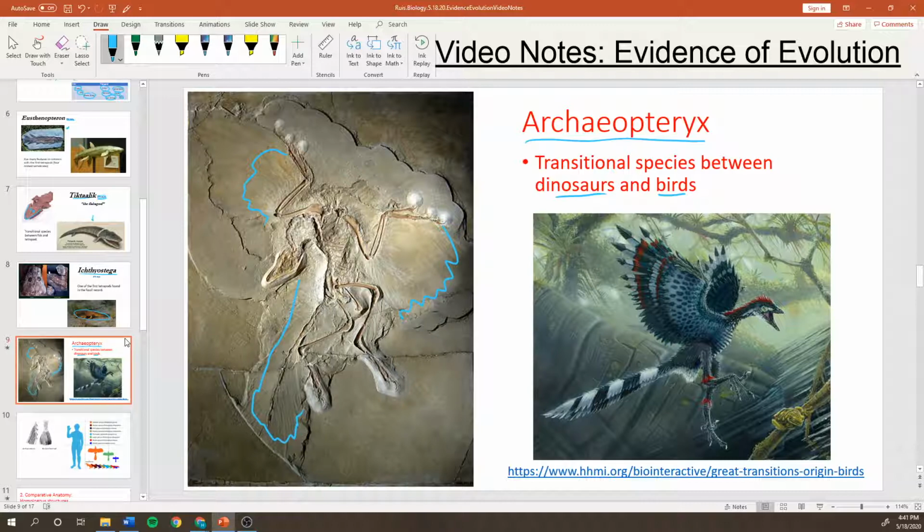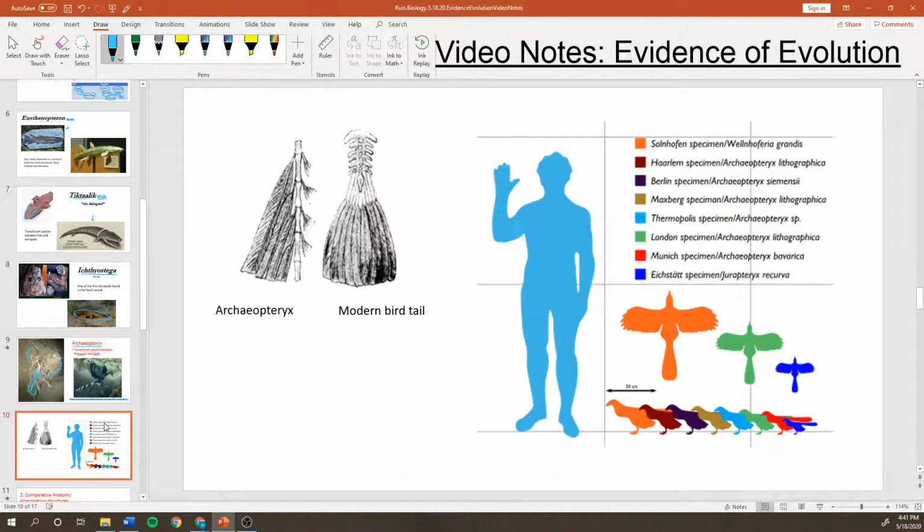Okay, and so that's a very bird-like quality. However, that also has dinosaur-like qualities. Like, look at this tail. This is this long reptilian-like tail, which is not common in modern birds. Let me show you what the tails look like.